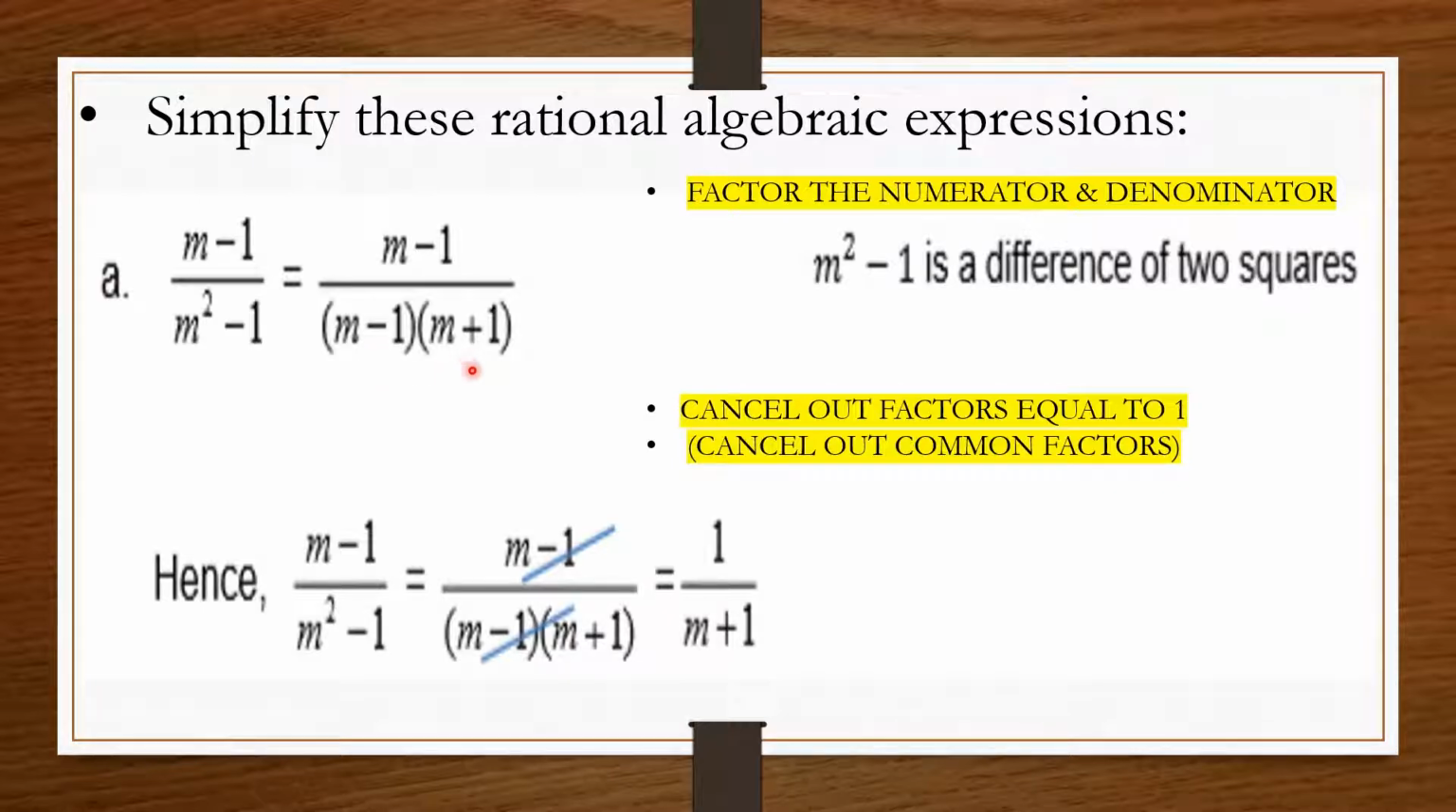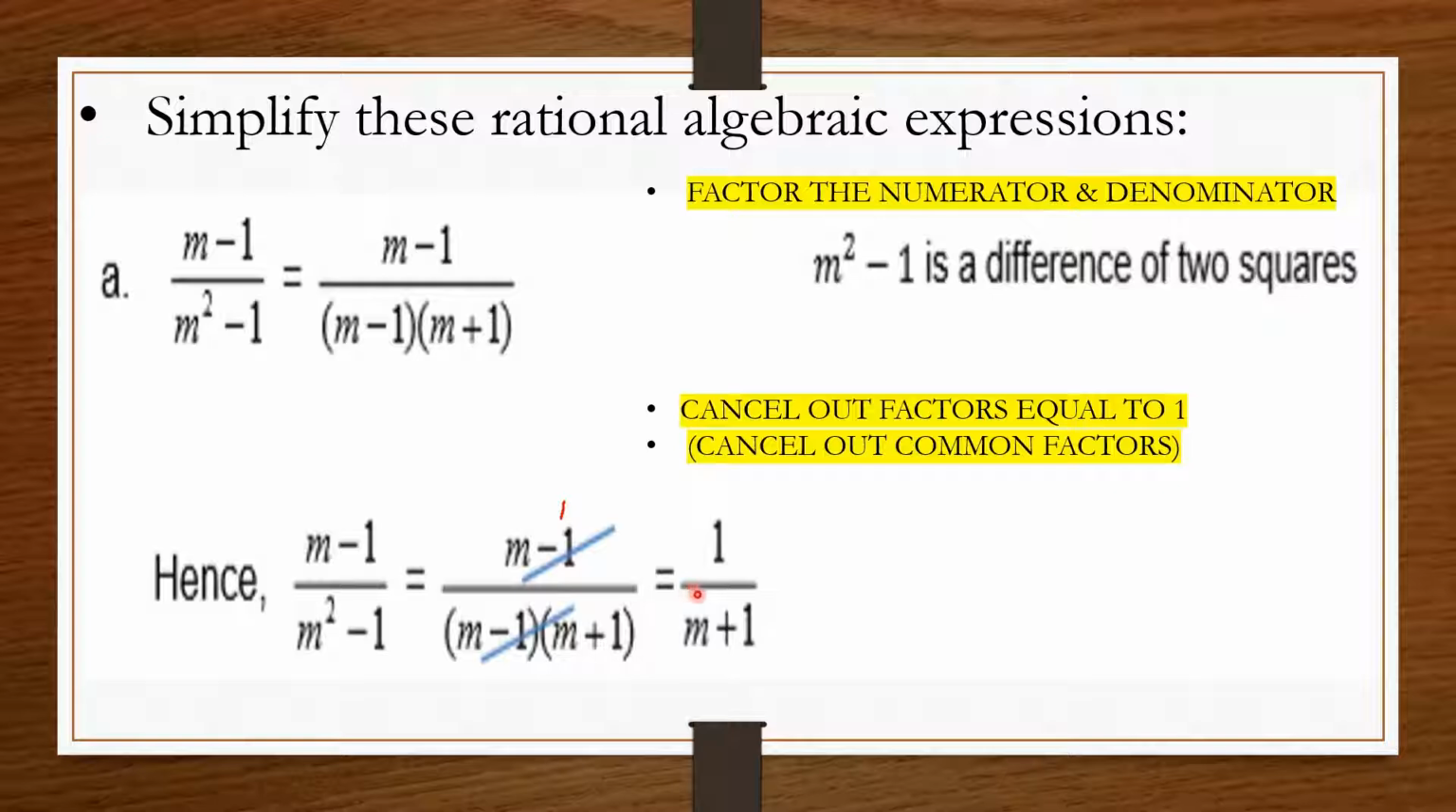Now, we will cancel out factors equal to 1, or we will cancel out common factors. So, dito sa factors natin, makikita mo na yung m minus 1 sa numerator, magka-cancel sa m minus 1 sa denominator. Okay? So, it is actually equal to 1. Okay? So, sulat na natin yung final answer. Sa numerator, na-cancel out na ito. Therefore, ang answer natin dyan ay 1 over.